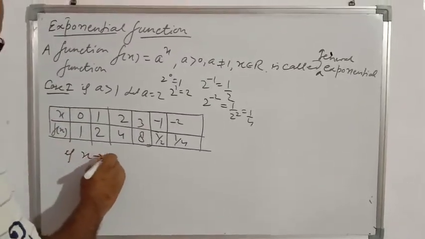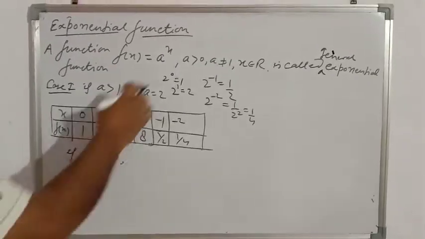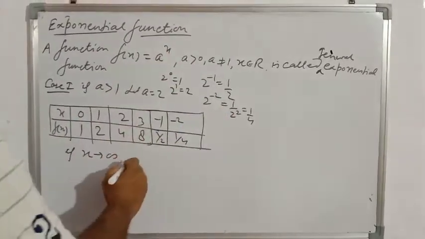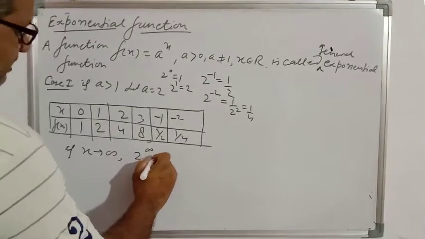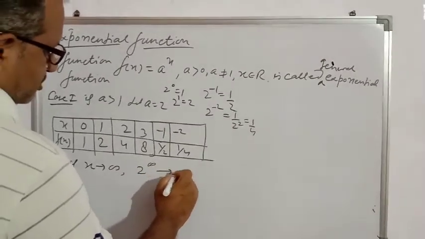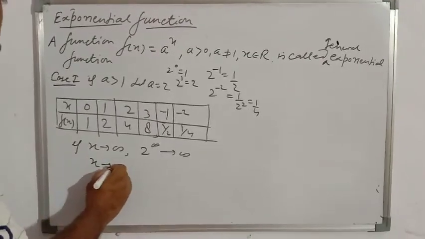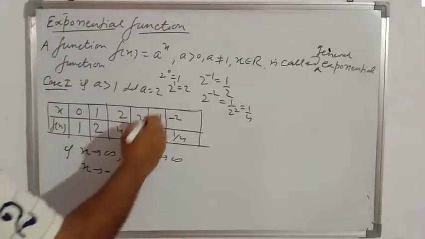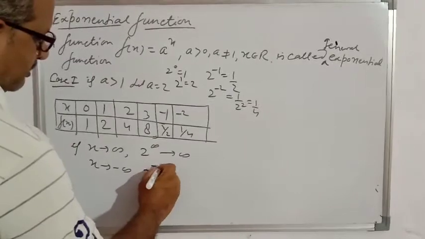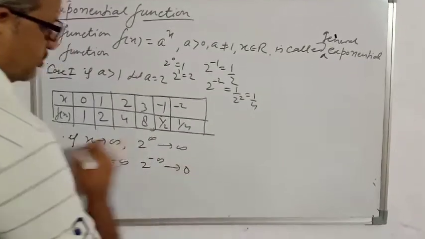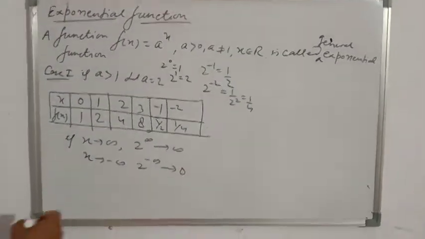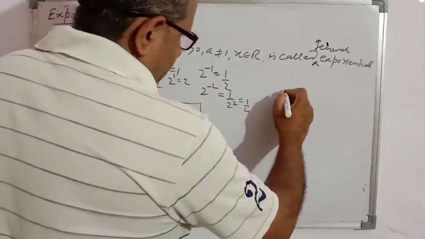If x tends towards infinity, infinity means very large number, so what will be 2 to the power infinity? It is also infinity. And if x tends towards minus infinity, then 2 to the power minus infinity will tend towards 0. So how will we plot the graph?